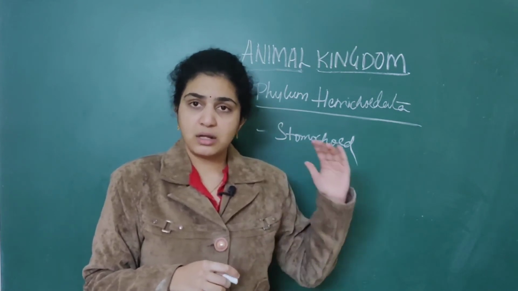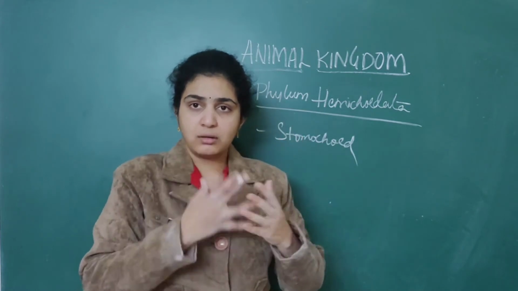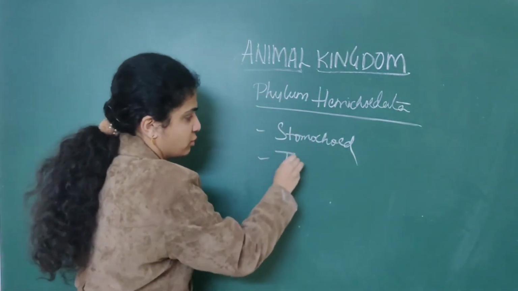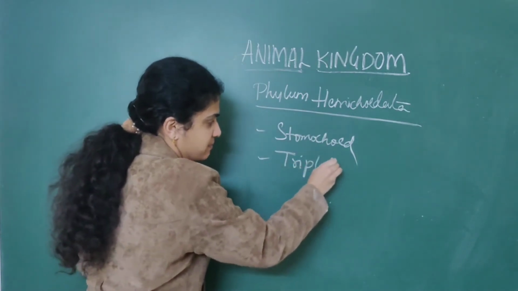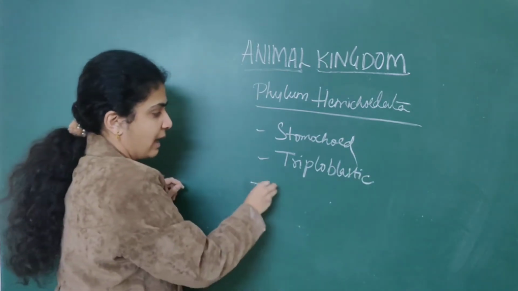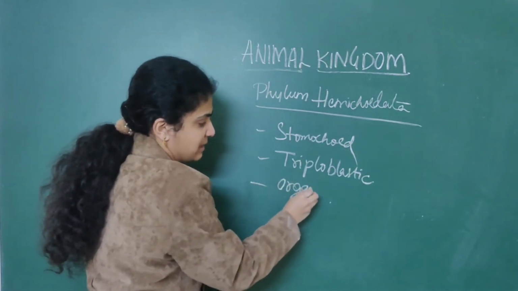Another important thing: now we start with the same routine order which we follow. These are also triploblastic animals. And next, they belong to organ system level.